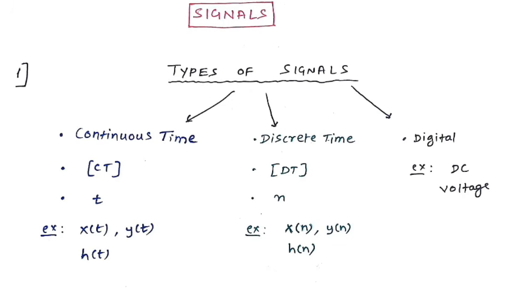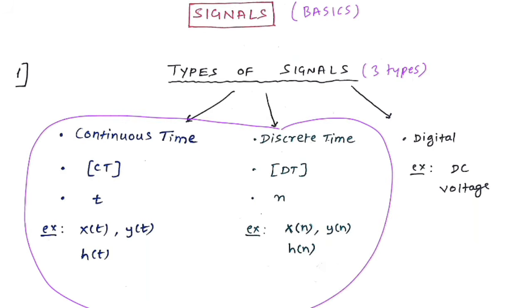So in this video, we are going to study the basics of signals. This is a very important topic and a very important video if you want to master the Signals and Systems subject. Okay, let's start with the types of signals. We have three types. These two are the very important types, so let's have a look at these two types.